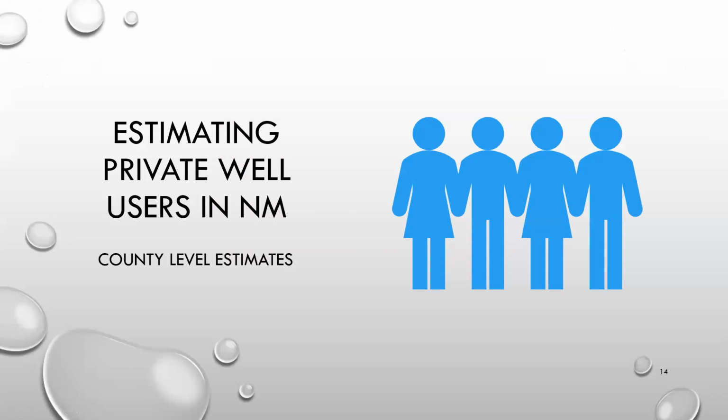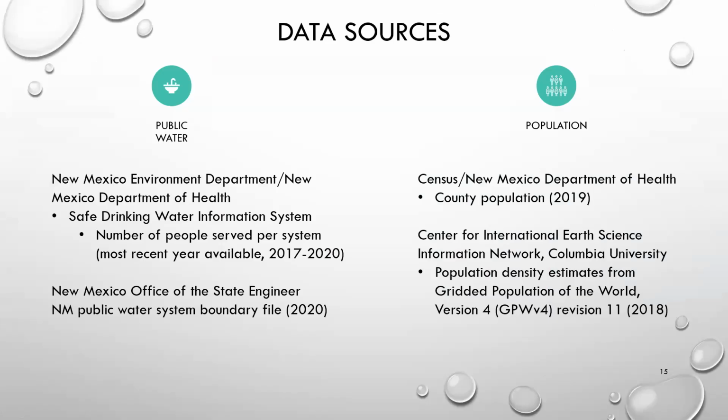So how do we estimate the number of people using wells? So I will say that a former colleague really led this part of the project. So if there's questions on this after, I will do my best to answer them. So the data sources for this, we focused on public water data, and I will get into that in a minute as to why. And it comes from our partner agency, the New Mexico Environment Department, and it's processed internally by the Department of Health. So it's the Safe Drinking Water Information System data, SDWIS, and specifically number of people served per system.